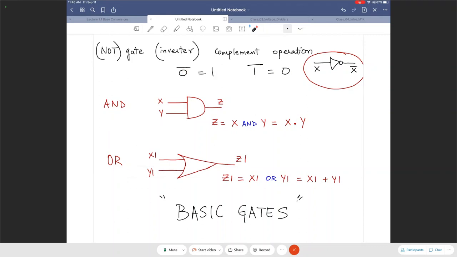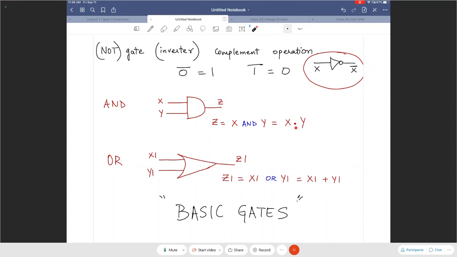AND gate is represented by this big D. Two inputs here, X and Y. Those are two binary input variables. Z is your binary output variable. Then the relationship between Z, X, and Y is Z equals X and Y, represented using this dot sign.